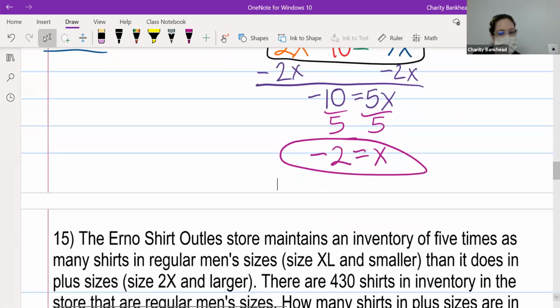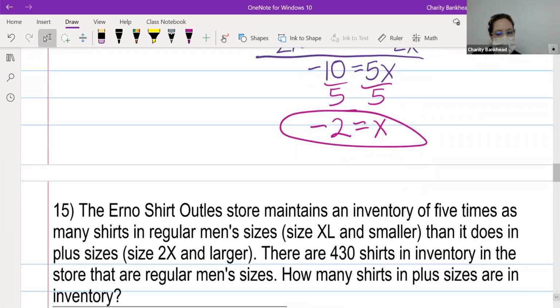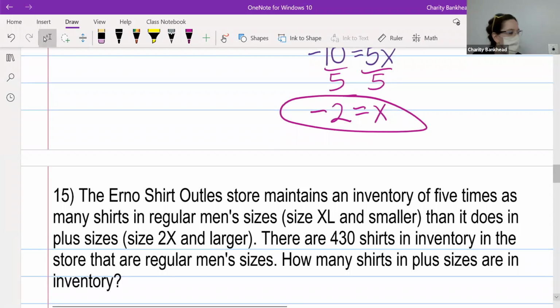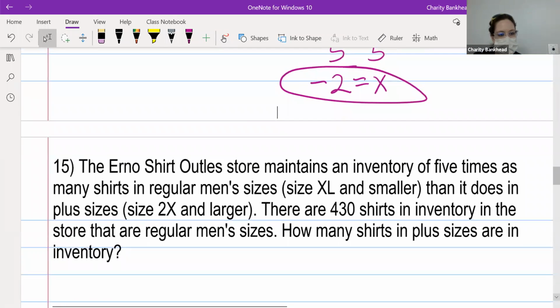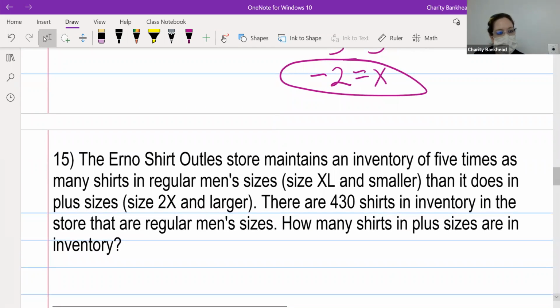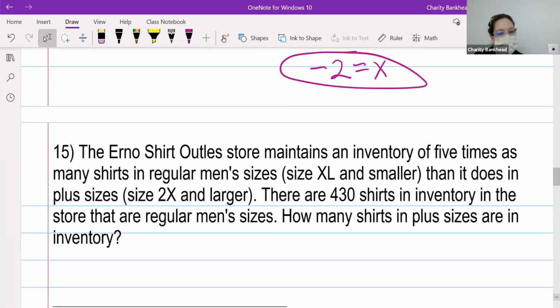All right. We're going to move into some more wordier application style problems. Number 15 says the Erno Shirt Outlet Store maintains an inventory of 5 times as many shirts in regular men's sizes XL and smaller than it does in plus sizes of 2X and larger. There are 430 shirts in inventory in the store that are regular men's sizes. How many shirts in plus sizes are in inventory?